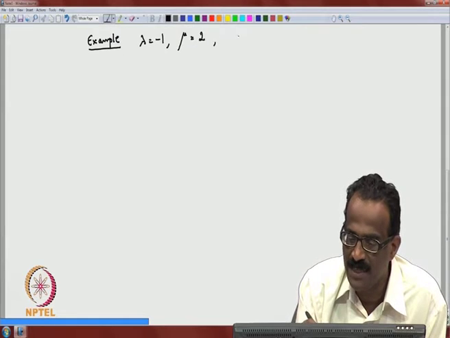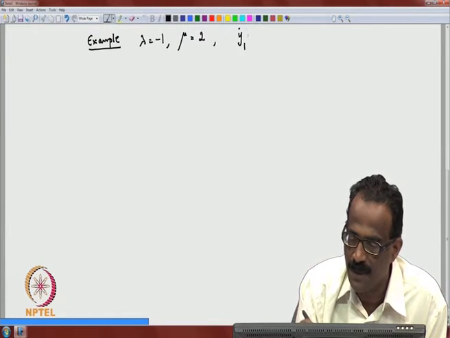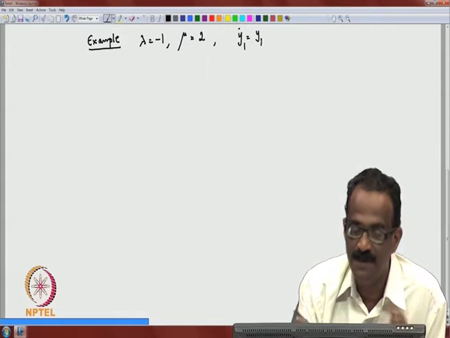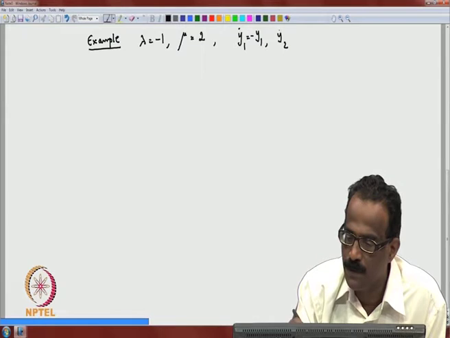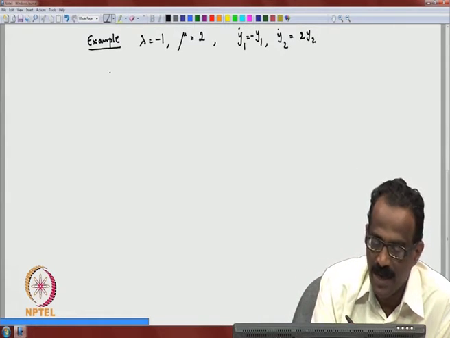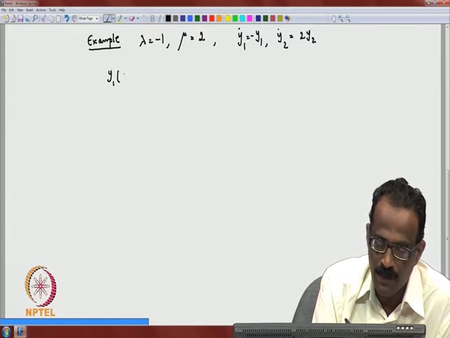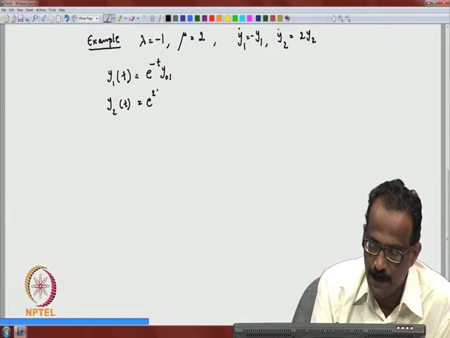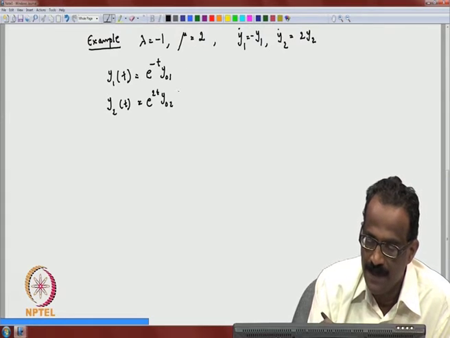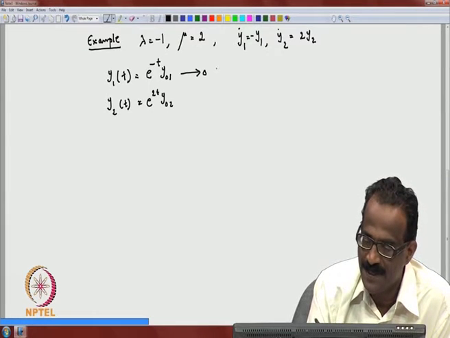So, what is the corresponding system? You will have y1 dot is equal to minus y1, y2 dot is equal to 2 y2. This we already studied, so there is nothing much to do, and you have your solution. I can immediately write my solution: y1(t) is equal to e to the power minus t times y0 1 and y2(t) is equal to e to the power 2t times y0 2. This goes to 0 as t tends to infinity.